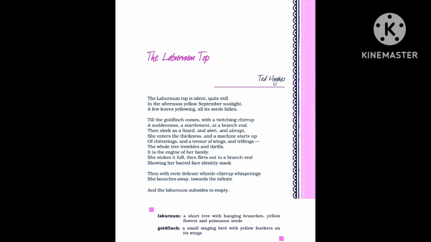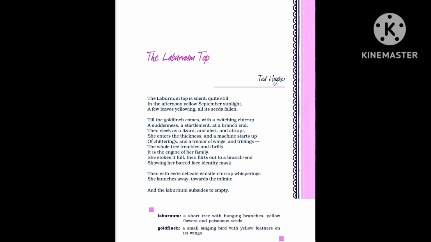You can say that no one is taking shelter in the laburnum tree because of the autumn season. All the leaves are shedding, and leaves are turning yellow also. So no one is taking shelter in the tree, no insect, no bird, no wild animal. So in the beginning, laburnum top is very silent. There is no movement, and it is like dead. Come to the next stanza.